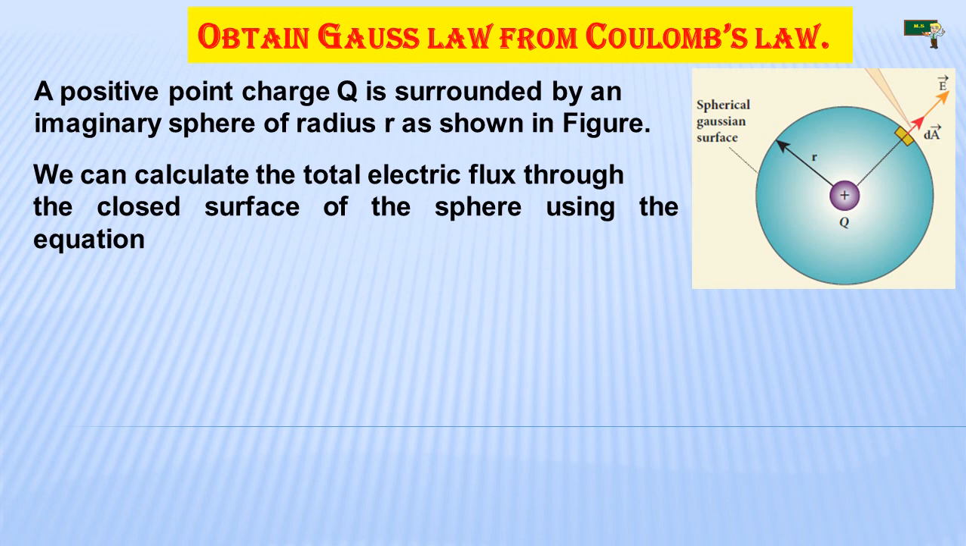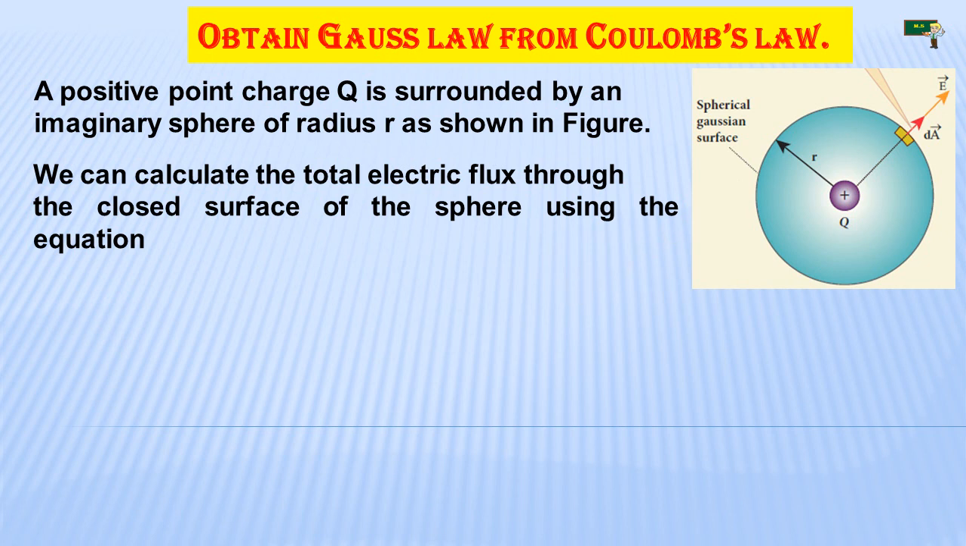Here you can see a spherical shaped shell, and there is a plus charge Q present in the middle. The distance from the plus Q to the outer surface is small r. We take a small portion of this surface to measure the electric field, which is taken as dA. Now let's move to the lesson.